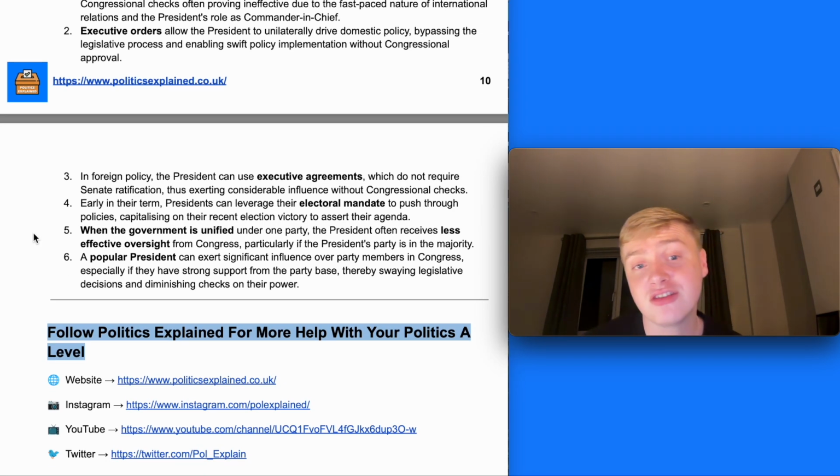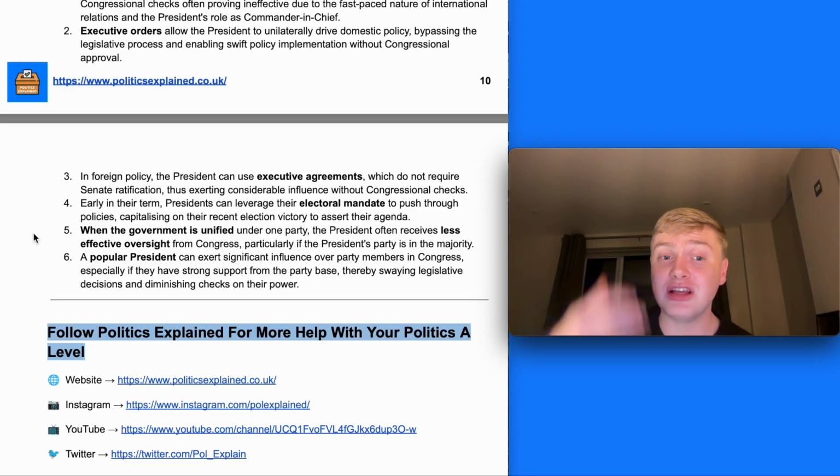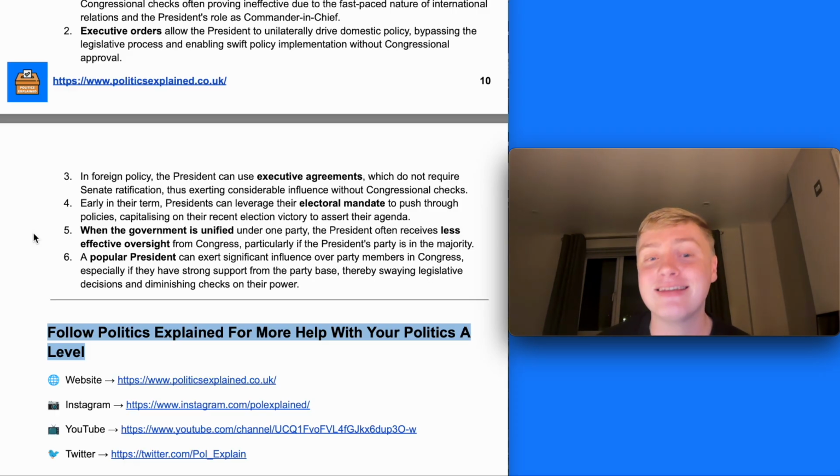Earlier in their term, presidents can also use their electoral mandate to push through policies, capitalising on their recent election victory to assert their agenda. And when the government is unified, the president receives less effective oversight from Congress, particularly if the president's party is in the majority. And a popular president can exert significant influence over party members in Congress, especially if they have strong support from the party base, thereby swaying their decisions and diminishing checks on their power.